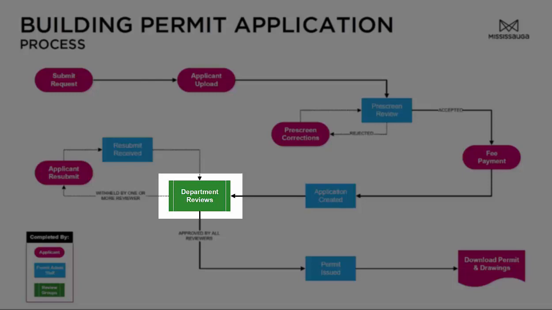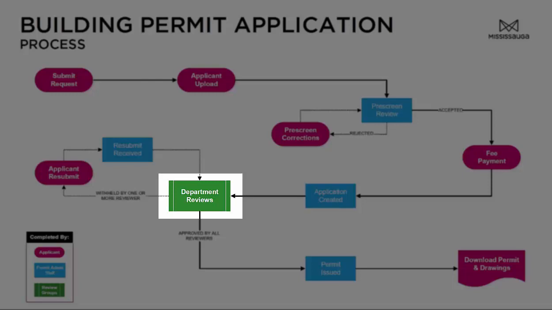Zoning will review the proposal to determine if it meets the zoning bylaw requirements that identify things such as setbacks, building height and size requirements. Once the file is circulated for review, the applicant will receive an email notification advising them that the review has started.